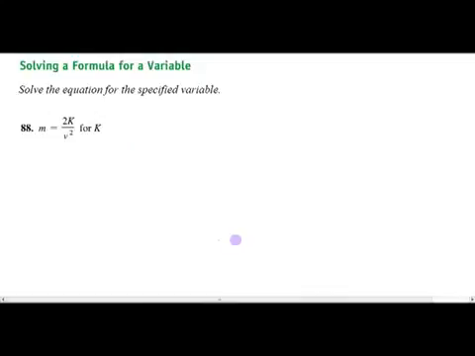Now let's use what we've learned for solving a formula for a variable. In this formula, we have m equals 2k over v squared. We need to solve for k. First of all, we have a fraction, so we can clear a fraction because it's an equation. I can multiply both sides by the LCD. The LCD is v squared.